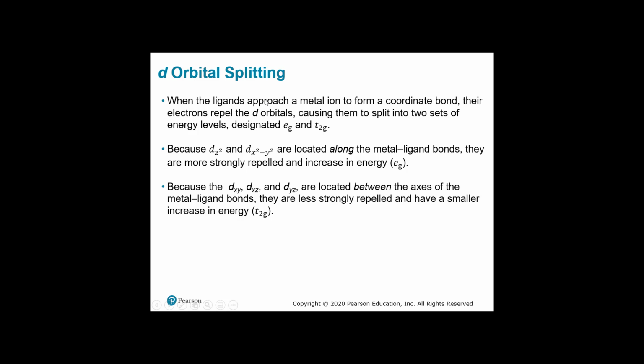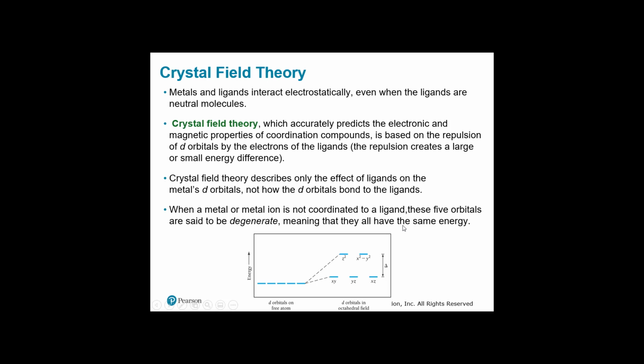This slide is from another book, and they do talk about it. Your book doesn't even discuss this. This does exist, so I'm putting it in here because it makes it easier to explain the levels. Because dz2 and dx2-y2 are located along the metal-ligand bond, they are strongly repelled and they increase in energy, and that's why you see this up here.